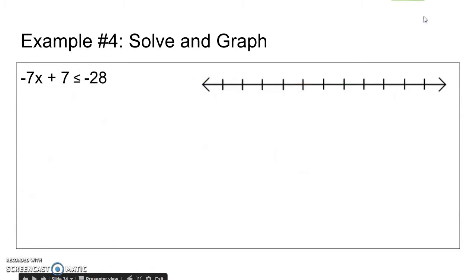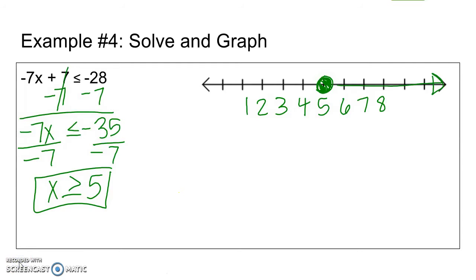Okay, try this one. Hit pause, work it out, graph it, and then hit play to check your answer. So first, you should have subtracted 7. Signs are the same here, so we add and get negative 35. Then we have to divide by negative 7. This should set off a little alarm in your head. We're dividing by a negative. What do we have to do? Flip that inequality sign. So we get x is greater than 5. Closed circle on 5, arrow points to the right.